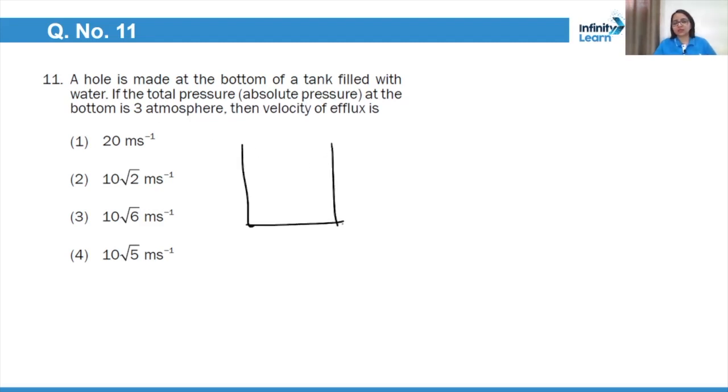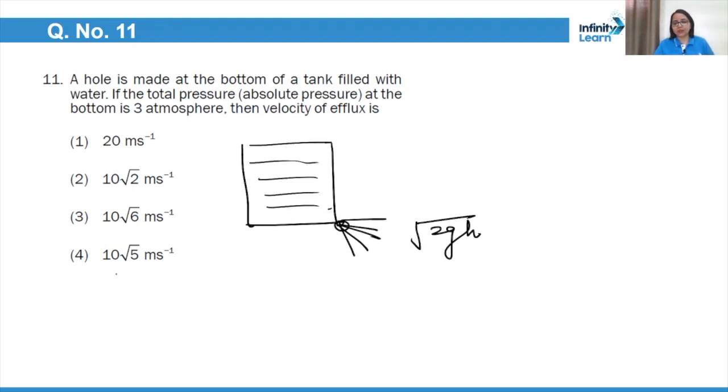So this is the tank and this is the hole. Water will come out of this hole with some velocity, root 2gh, where h is the separation of the hole from the free surface of the liquid. At the bottom, pressure is 3 atmospheric pressure, so at the top, pressure will be 1 atmospheric pressure. Then the velocity of efflux is... So we need to find h.